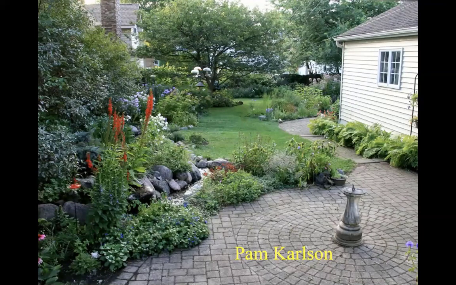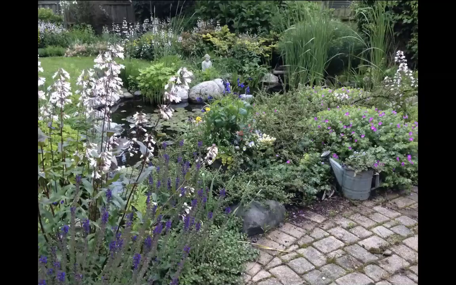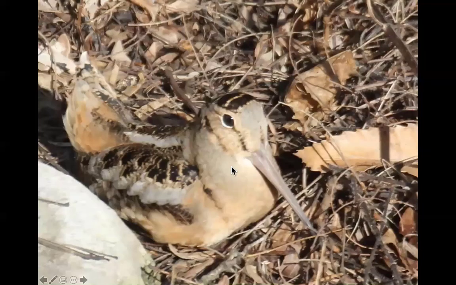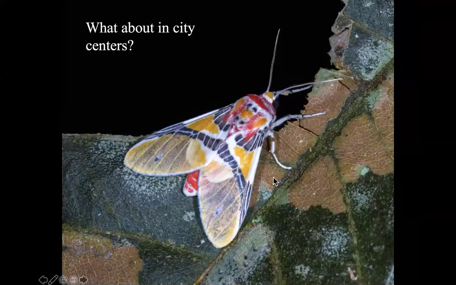Well, she did the same thing. She took out her invasive plants, put in 60 species of native plants, added a water feature for the birds. And then she sat back and started to count the birds that have used her yard. And she's up to 120 species, including a woodcock. There's Pam's woodcock. So if you haven't seen a woodcock lately, go to Pam's house in Chicago. What about city centers? 82% of us live right in the heart of cities. Are all those people going to be left out?